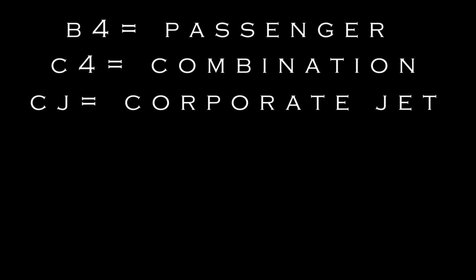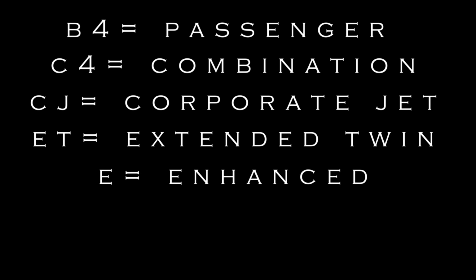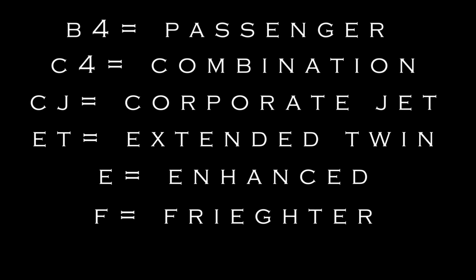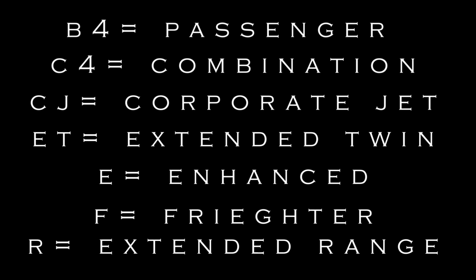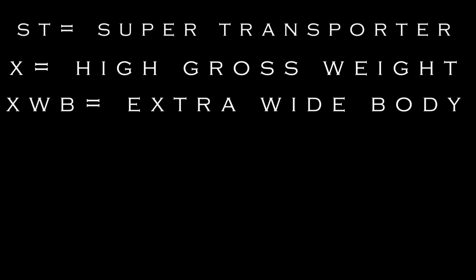B4 indicates passenger aircraft in A300 series, then C4 indicates combination aircraft, means half passenger and half cargo, then CJ indicates corporate jets. Next, ET indicates that particular aircraft is extended twin ETOPS certified. Then E indicates enhanced. Next, F indicates freighter or cargo. Then R indicates extended range. Then ST indicates super transporter, which is A300 Beluga. Then X indicates high gross weight aircraft. Next, XWB indicates extra wide body aircraft.